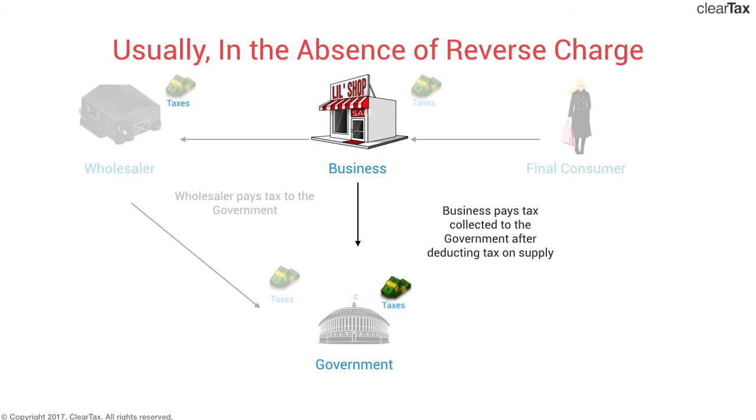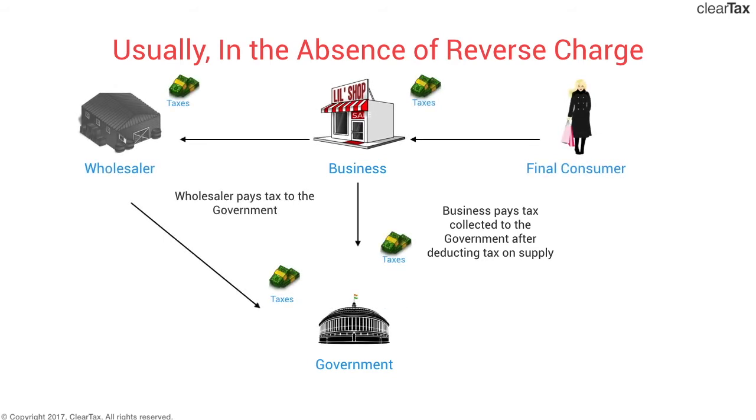And as you would have already guessed, here's where the business would utilize its input tax credit. It needs to pay only net tax to the government, output tax minus input tax. So after deducting the tax on supply, the remaining the business will pay to the government. So this is the usual case.